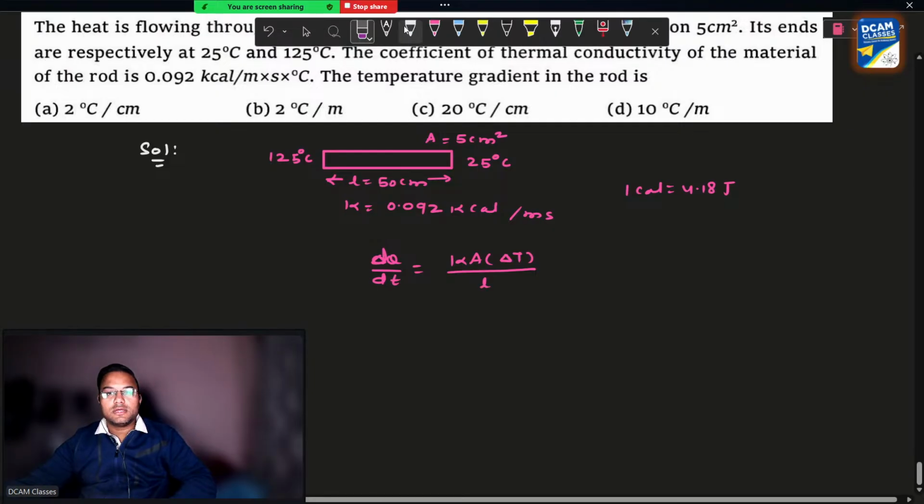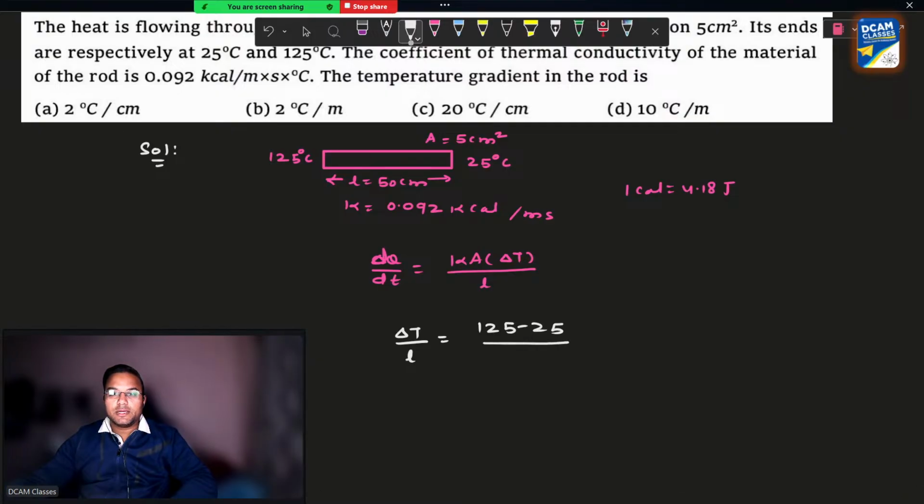Mass is also not given. The temperature gradient will be simple, this one: delta T by length L. This is the temperature gradient. So 125 minus 25 by L, 50 centimeter, 100 by 50, which is 2. Simple.